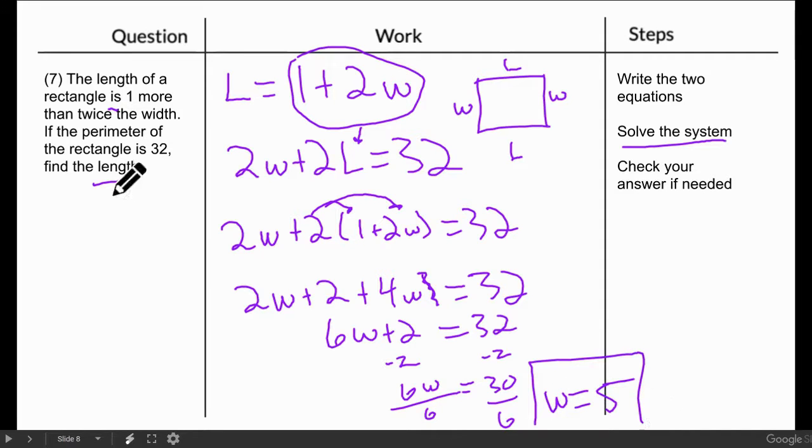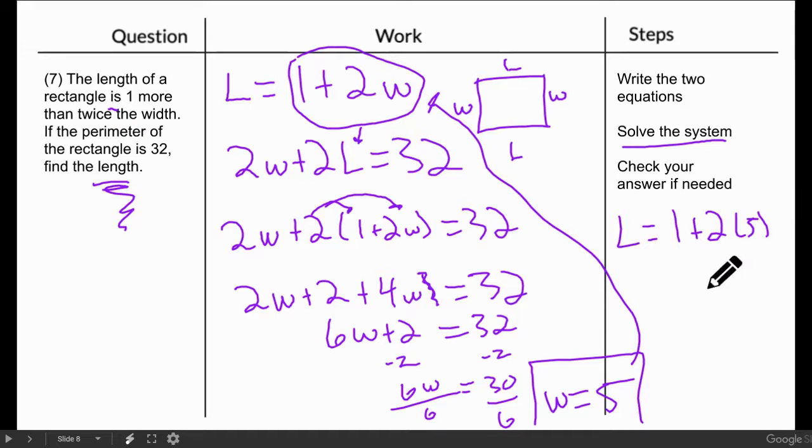Great, we have W, but we're looking for the length. So what is L? I'm going to take that W and plug it back into my equation here, which tells me L is equal to 1 plus 2 times the width, which is 5. So that gives me 10 plus 1, which tells me that the length is equal to 11 units.